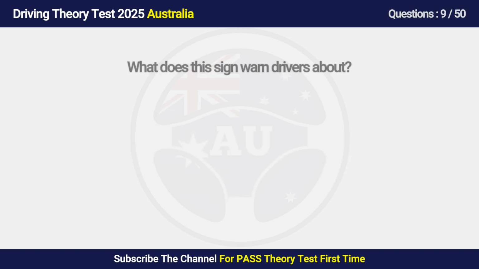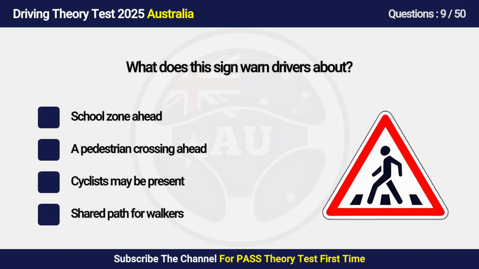Question 9. What does this sign warn drivers about? A. School zone ahead. B. A pedestrian crossing ahead. C. Cyclists may be present. D. Shared path for walkers.